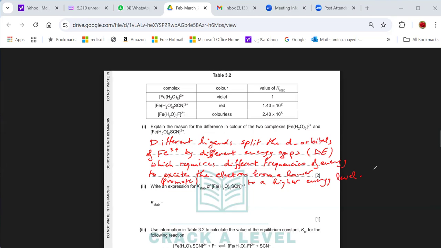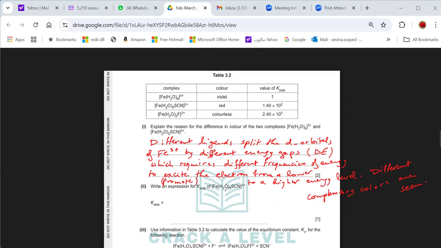So here we can say that different complementary colors are seen.